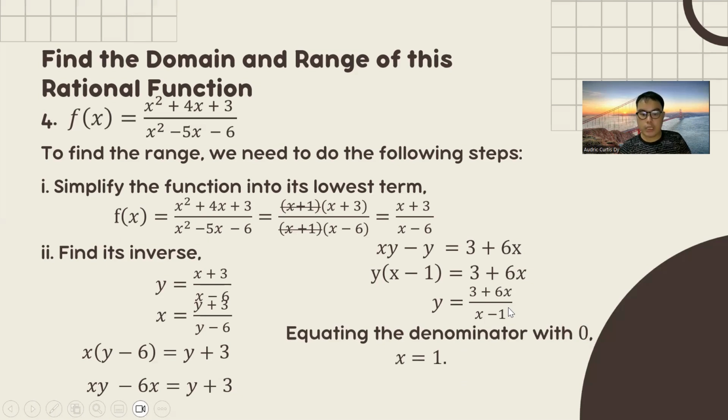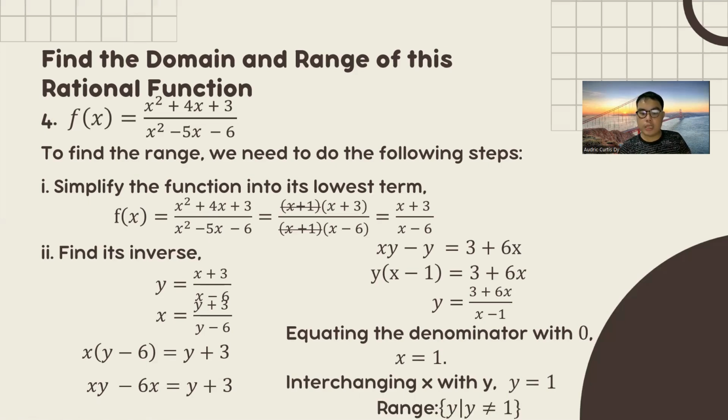So we're going to equate the denominator with 0. So the denominator is x minus 1. So ang x natin will become 1. Then interchanging x with y, so y equals 1. Then the range is all real numbers except 1. So 1 lang ang hindi kasali. y is not equal to 1. That is the range.